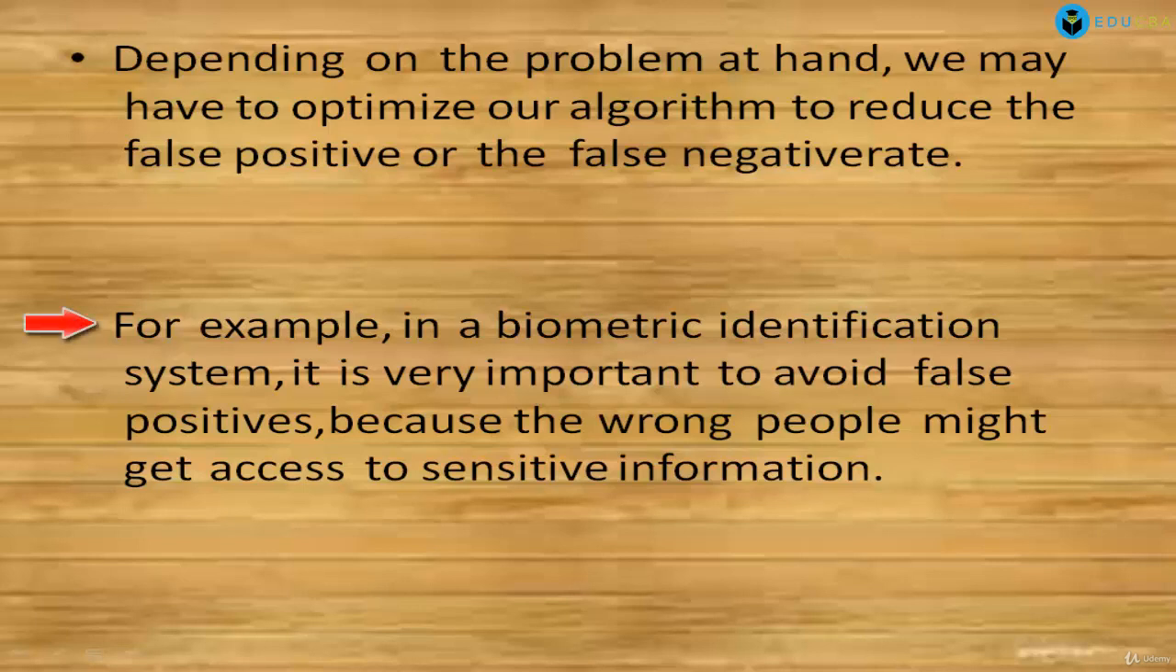For example, in a biometric identification system, it is very important to avoid false positives, because if you are getting more false positives, the wrong people might get access to sensitive information, which is our confidential information, and that will be going to the wrong people. So we have to optimize our algorithm so that we can reduce our false positive or the false negative rate.